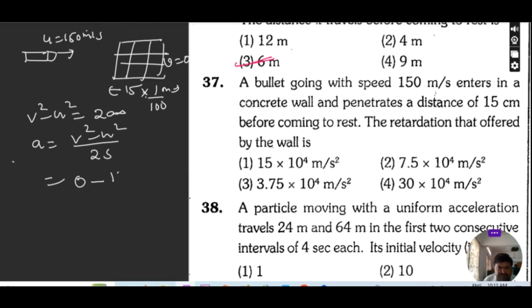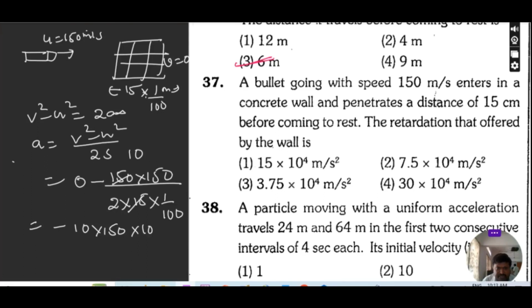That is 150 into 150 by 2 into s. S is 15 into 1 by 100. So 15 once 15, 15 tens 150. That is minus 10 into 150. This 100 also goes into the numerator. That is 100 by 2, 2 fifties 100, that is 50. That is 5 into 15, that is 75 into 1000.